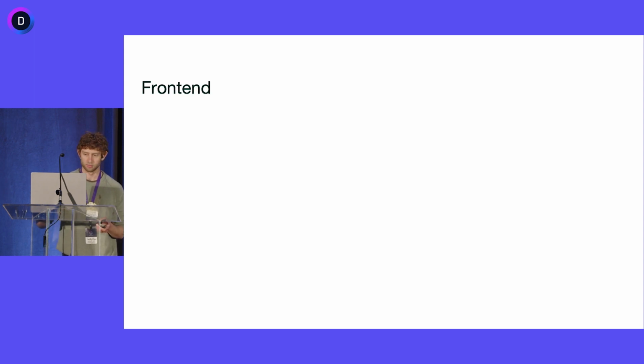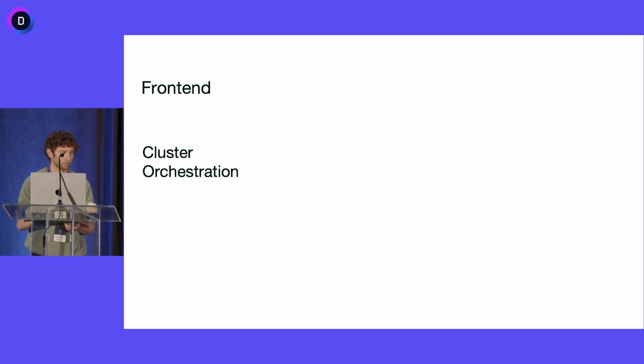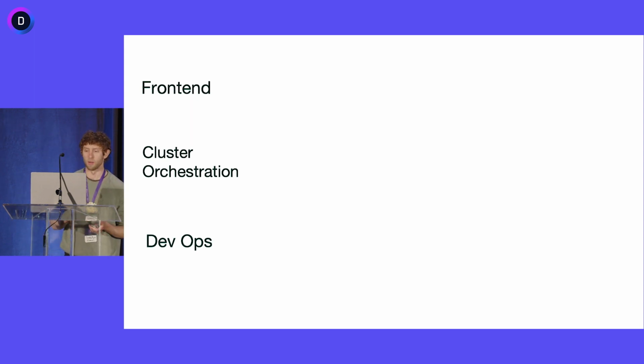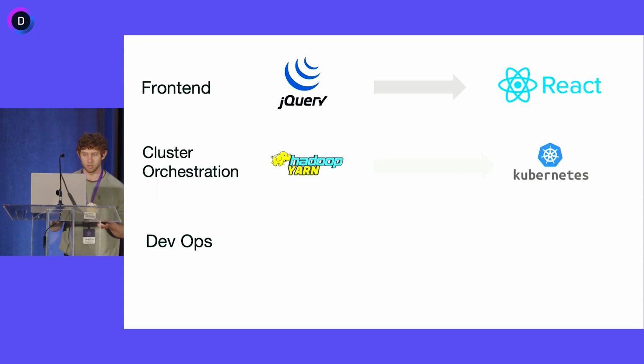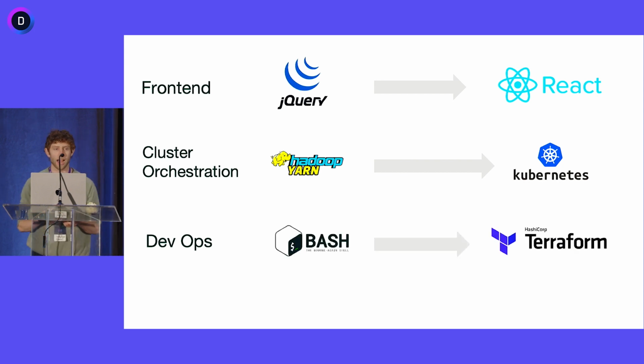But before we get to that gap, and before we get to Dagster, I'd like to step away from the world of data entirely and talk about front-end engineering and cluster orchestration and DevOps. These domains have something in common, which is that they've all gone through a big transition in the last decade or two. So we used to build websites using jQuery, but now we use React. We used to orchestrate our compute clusters using Yarn or Mesos, but now we use Kubernetes. And we used to provision infrastructure using high-powered shell scripts, but now we use Terraform.